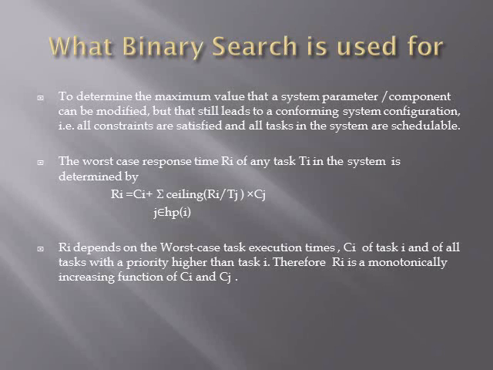The worst case response time for any task in the system is determined by the worst case execution time of that task, plus the sum of the worst case execution times of all the previous tasks. Since the worst case response time depends on the worst case execution time of that particular task, and all the tasks with priorities higher than it, the worst case response time is a monotonically increasing function of execution time.